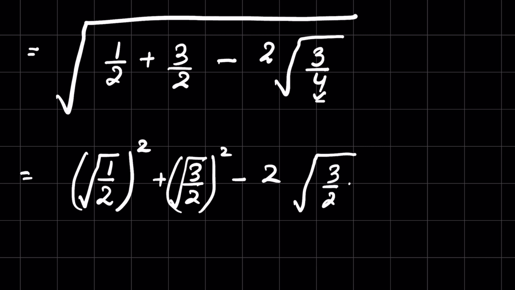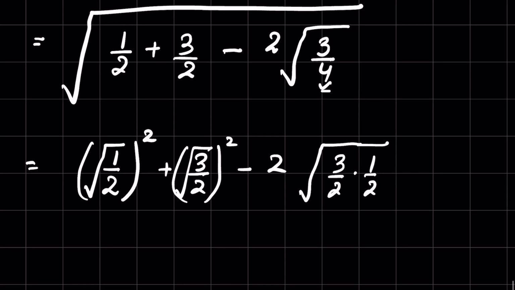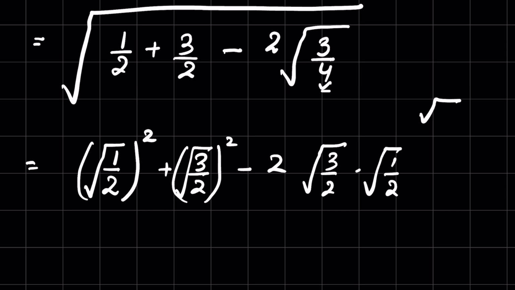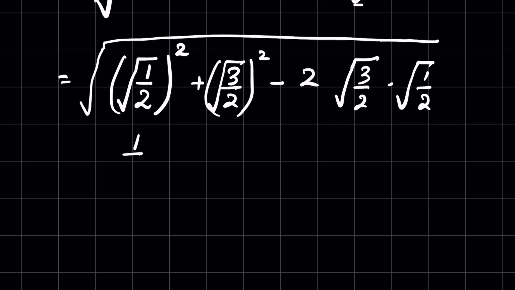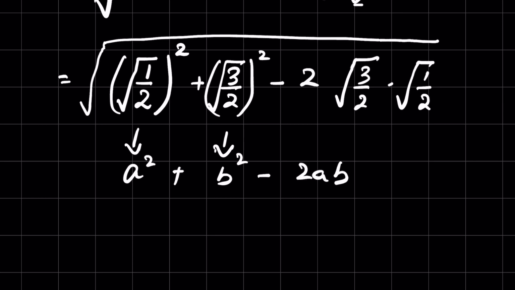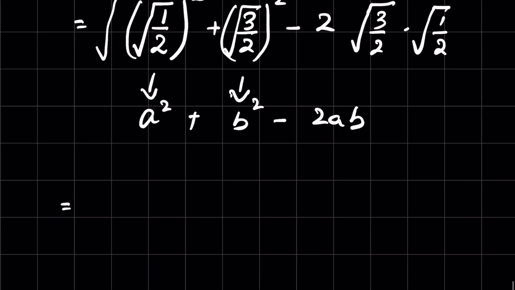We can write 3 upon 2 times 1 upon 2 under square root, or we can also write square root of 3 upon 2 times square root of 1 upon 2, because square root of a times b is equal to square root of a times square root of b. Now if 1 upon 2 is a and 3 upon 2 is b, then it is in the form of a square plus b square minus 2ab, and this is an algebraic expression.